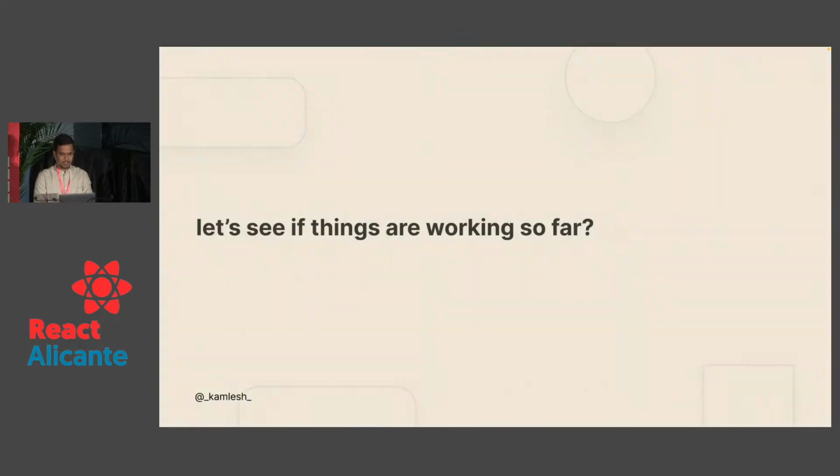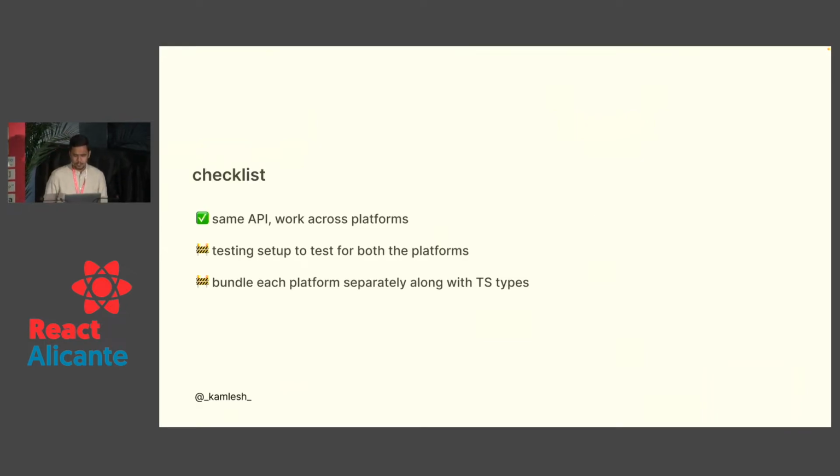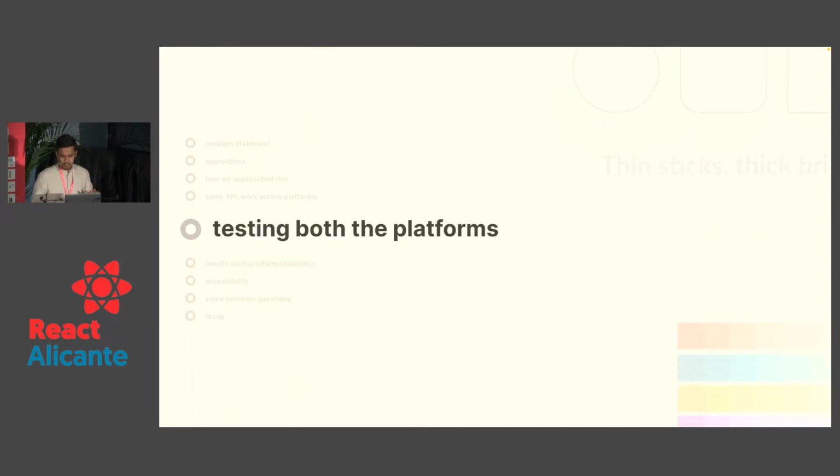Great. Let's come back. So basically, we configured bundlers to resolve file extensions, and we also told TypeScript how to resolve .web and .native files. Coming back to our checklist, we have achieved a bare minimum version of the same API that would work across platforms. So what we are going to do next is move to testing. We want to test things on both the platforms.